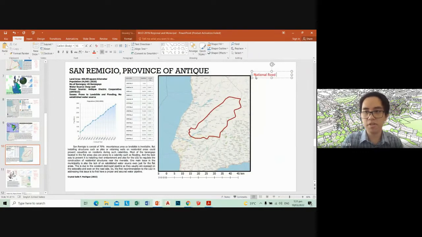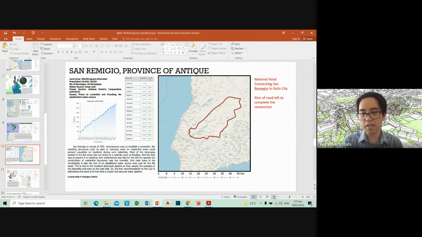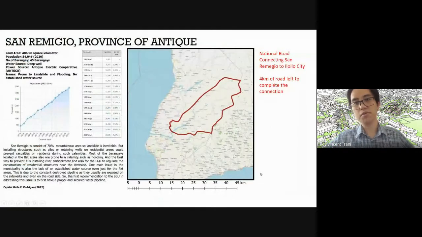National Road connecting San Remigio to Iloilo City. 4 kilometers of road left to complete the connection. So I'm sure that they're also doing some kind of mapping to even begin to locate where the road goes. So maybe we could find that.